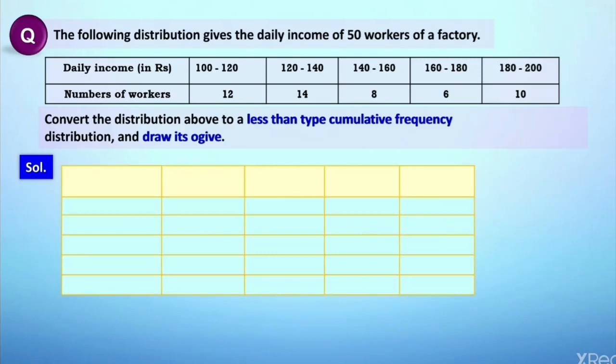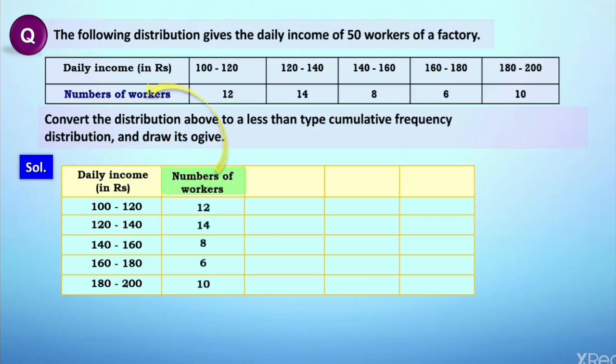Now for preparing the table, the class interval is considered as daily income and number of workers is considered as frequency. Once we are done with daily income as class interval and number of workers as frequency, to convert the given frequency to less than type, we will be using the concept that we have learnt in the previous module, that is whenever we want to convert the frequency to less than type cumulative frequency, we consider the first frequency in the frequency column and we write it as it is.